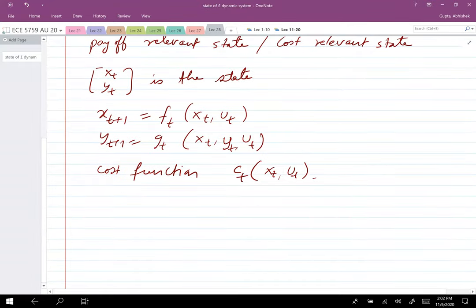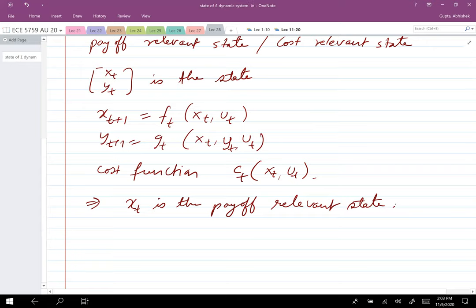So you have a huge state vector, and you have divided the state vector into two quantities, xt and yt. The evolution equation for xt just depends on xt itself, whereas the evolution equation for yt may possibly depend on xt. And the cost function depends only on xt. It doesn't depend on yt. Then xt is the payoff relevant state, because yt doesn't really affect the payoff at all.